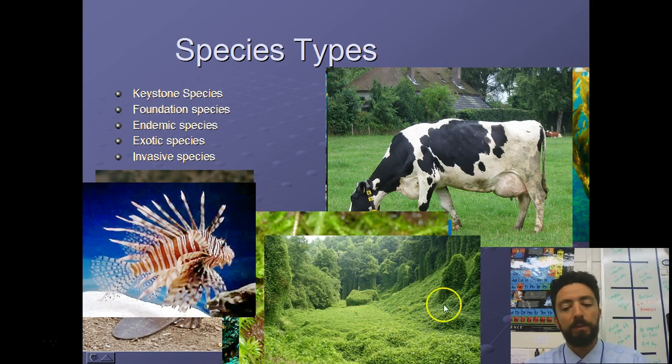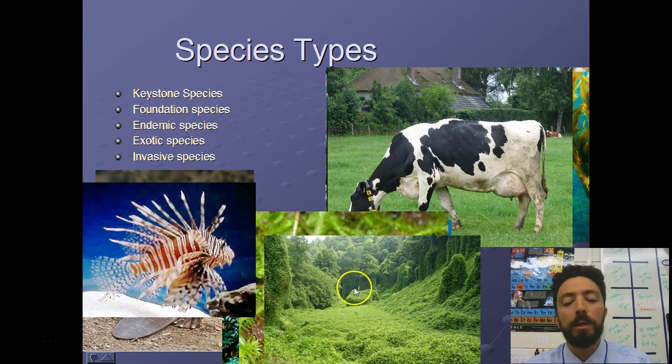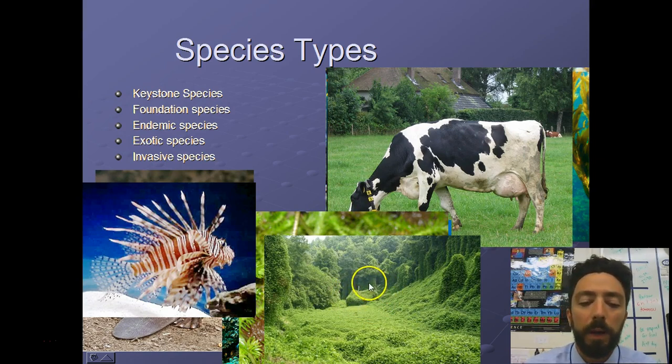Kudzu is another example of an invasive species. It was brought over from Japan, and it has taken over some areas of the southeast United States. You may not recognize it, but this is actually a house located here that's been completely covered by kudzu. Now it's an abandoned house. You don't have to worry about your house being covered in the middle of the night by crazy kudzu plants.